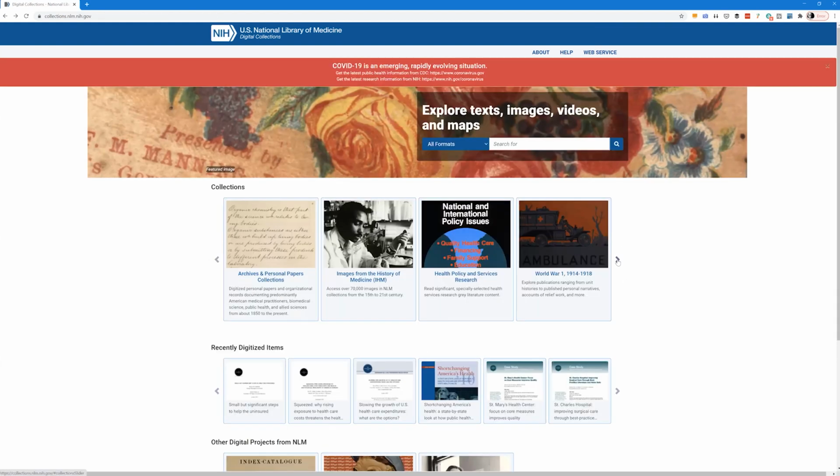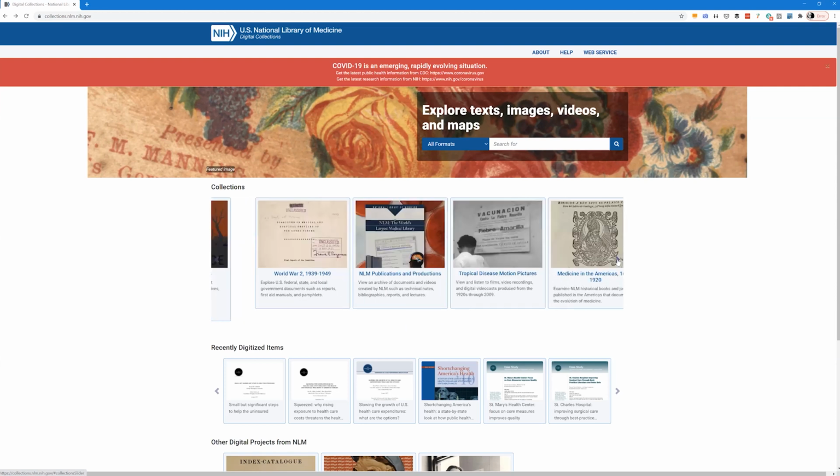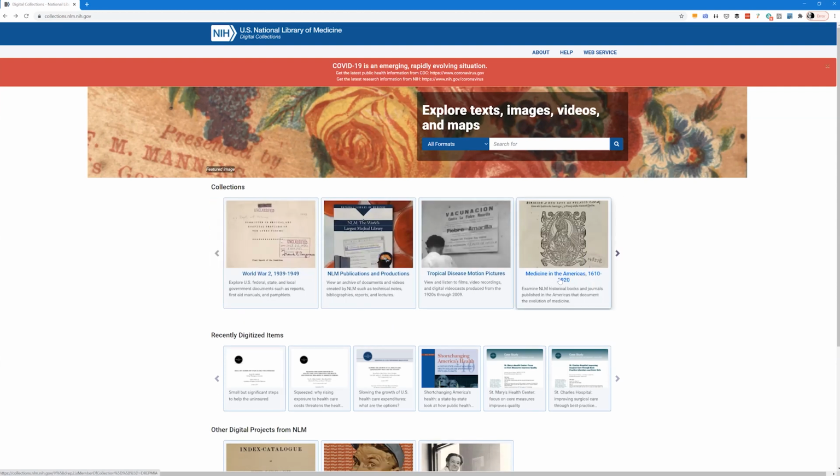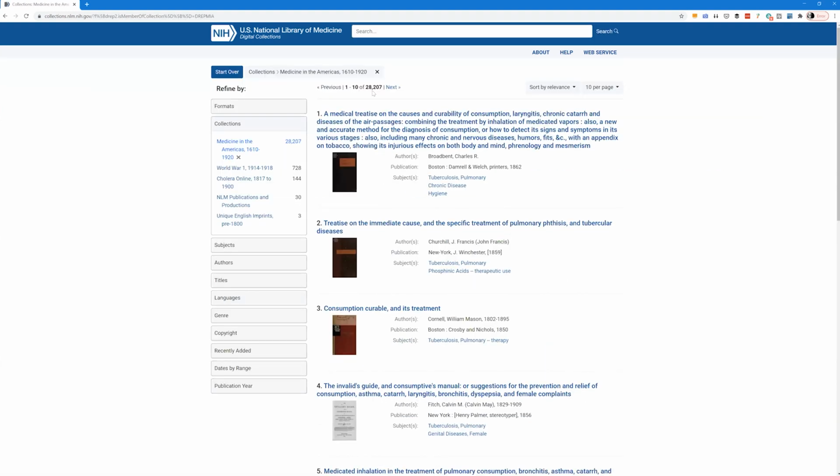What I mainly want to draw your attention to, however, is this collection here called Medicine in the Americas 1610 to 1920. This is a huge collection, 28,207 items that they've curated and put in this collection. I find it to be, first of all, a great way to find out how a particular disease was understood and treated in various historical periods.